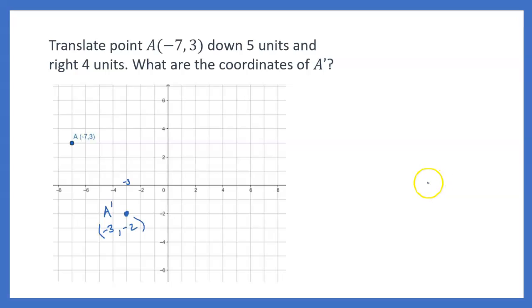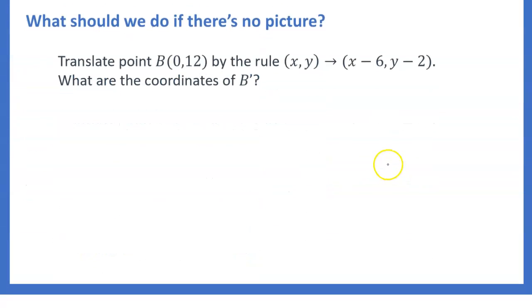Let's try another one. So what should we do if there's no picture? They don't always give us a picture. This says translate point B, 0, 12, by the rule x, y goes to x minus 6, y minus 2. What are the coordinates of B prime? How might we figure this one out?